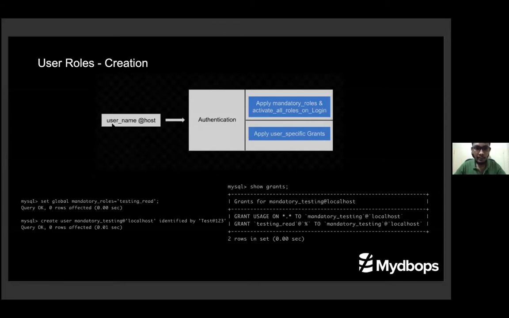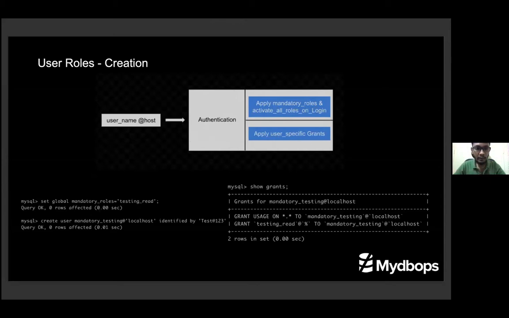So here I am telling you how the user creation and user roles are working. We are logging in using a username. Initially the authentication will happen. After that, it will apply the mandatory rules and activate all roles if there are any. After that, whatever specific user privileges are there, it will apply those.